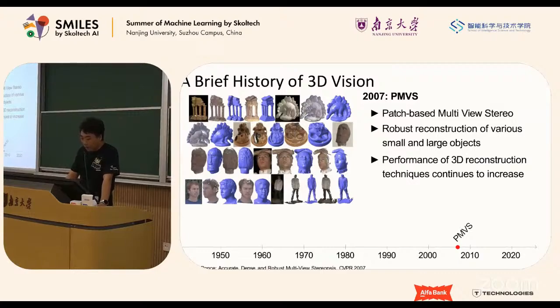And in 2007, PMVS, the patch-based multi-view stereo, a famous 3D reconstruction method, was developed. It extended sparse reconstruction into dense geometry. Instead of matching individual pixels, it grew small oriented surface patches and verified them across multiple views. This produced a very robust reconstruction of objects and scenes at different scales and became an important classical MVS method.